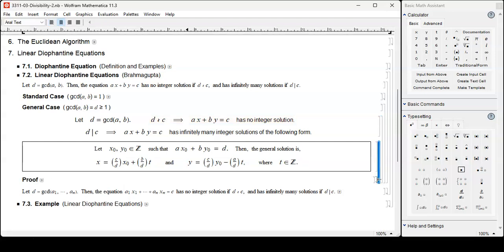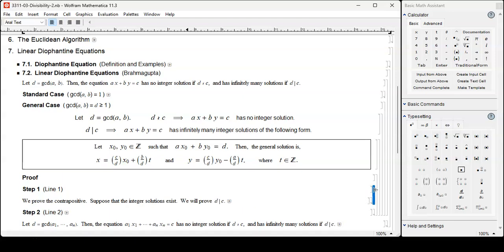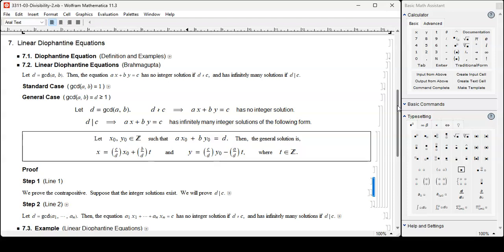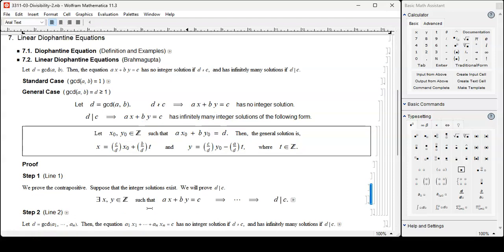Well, let's prove that. We prove the contrapositive. Suppose that there is an integer solution. Then we're going to prove that D divides C. Okay? So the initial step is a bit hard. Thinking about the proof by contradiction may be a bit difficult, but from this point on, it's going to be easy. So suppose that a solution exists, so that we have ax plus by equal to c. And then we have to prove that D divides C.